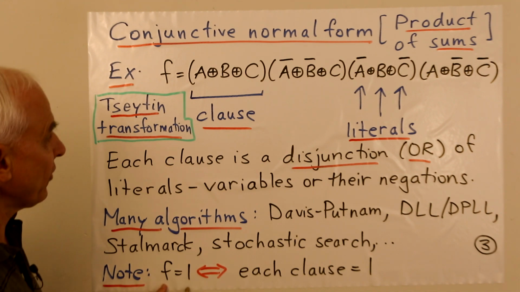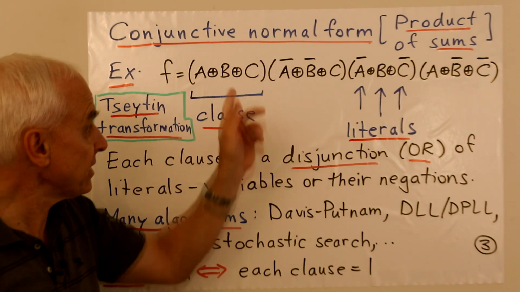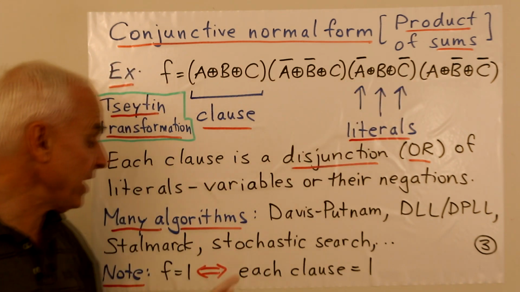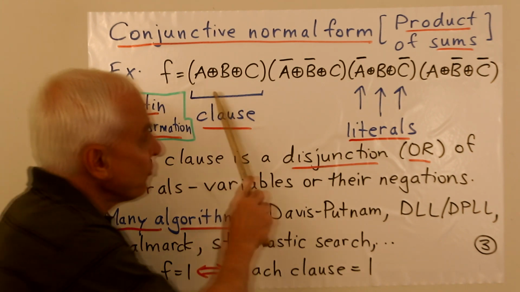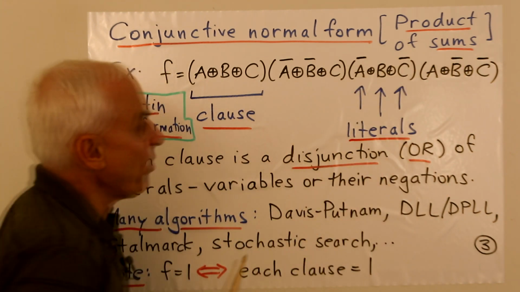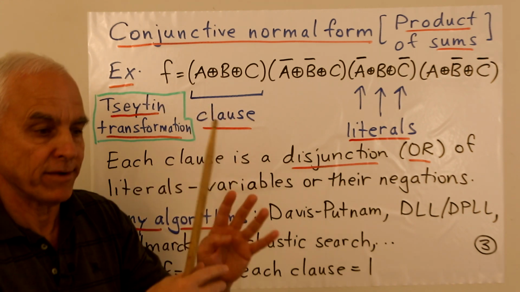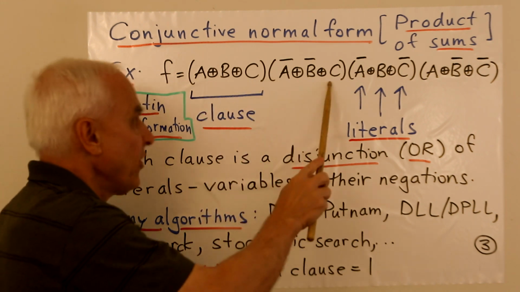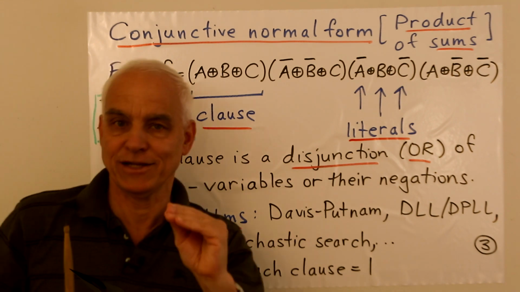Now, one thing to note is that if we're interested in when this thing is 1, since it's a product, the product will be 1 precisely when each clause is equal to 1. So trying to find values for which this product is 1 involves, in this case, 4 separate steps. We want to make this thing 1, this thing 1, this thing 1, and this thing 1 simultaneously.